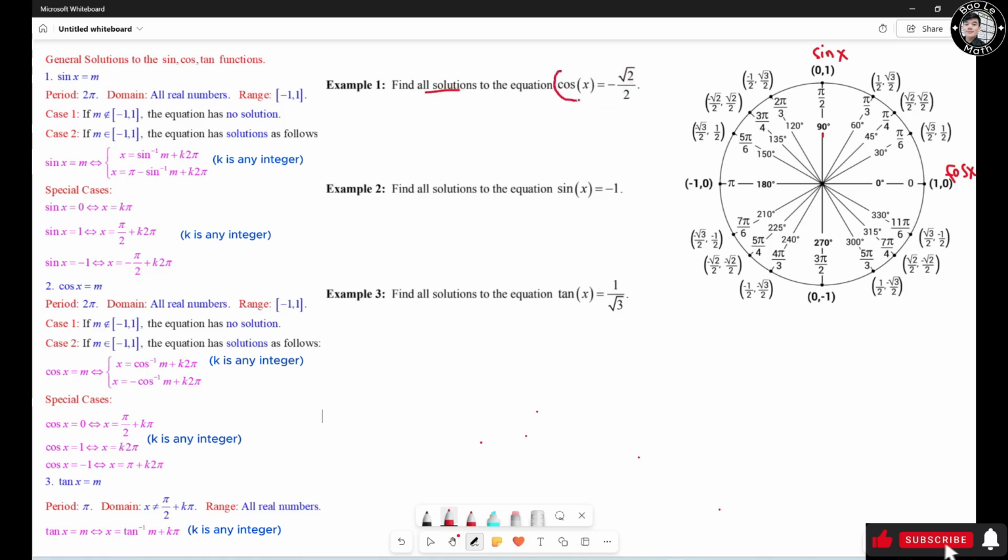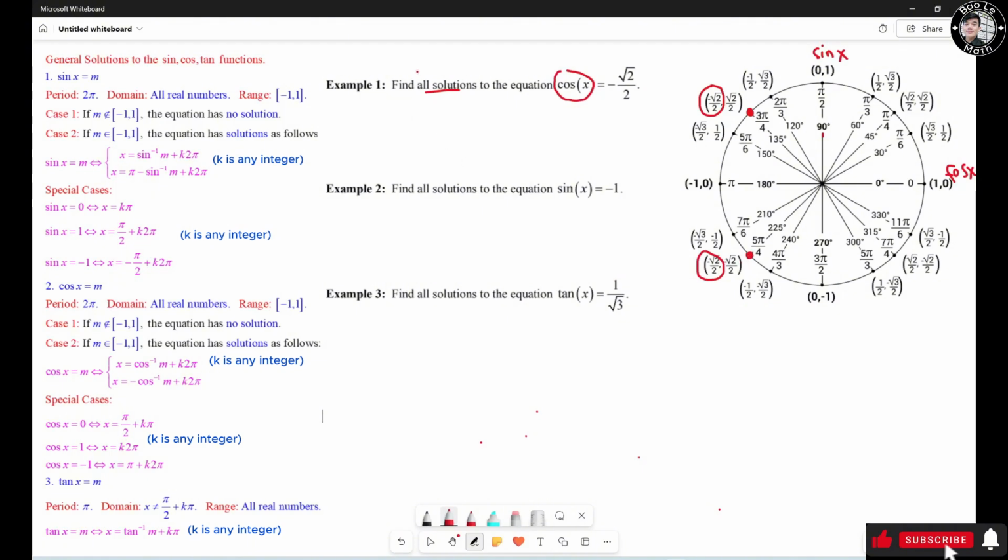Find all solutions to the equation cosine s equals -√2 over 2, right? Now we talk about the cosine function, which means we look at the s-axis, and we look for the s value of the coordinate points right here. The s value that equals -√2 over 2 is right here, and right here. Now the cosine of s equals -√2 over 2, which means the angle is going to be 3 pi over 4 and 5 pi over 4 right here.